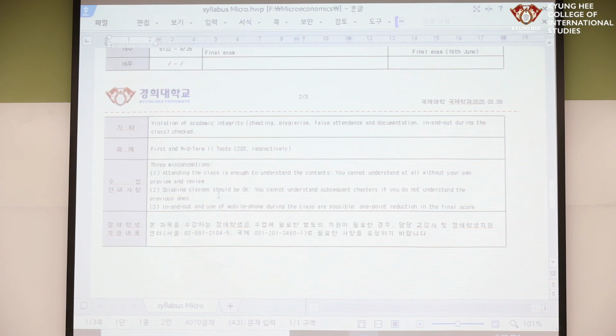Number 2, skipping class is not okay because you cannot understand subsequent chapters. If you skip chapter 1, you cannot understand chapters 2, 3 and 4. So sequence matters in this course. You should be careful about this. Going in and out and using a mobile phone during the class are not allowed in my course. That is my syllabus. Okay, then we go to chapter 2.